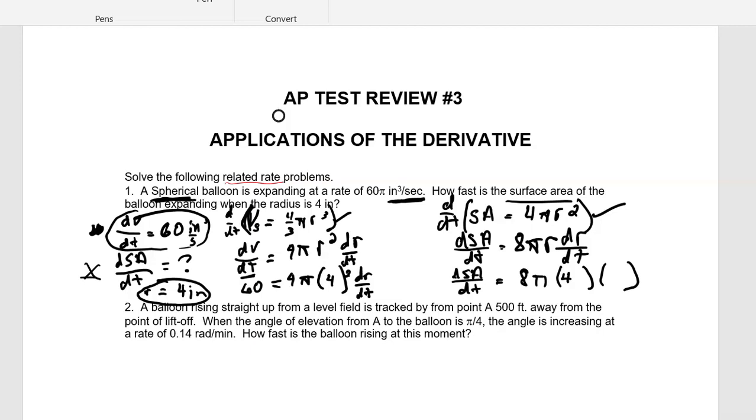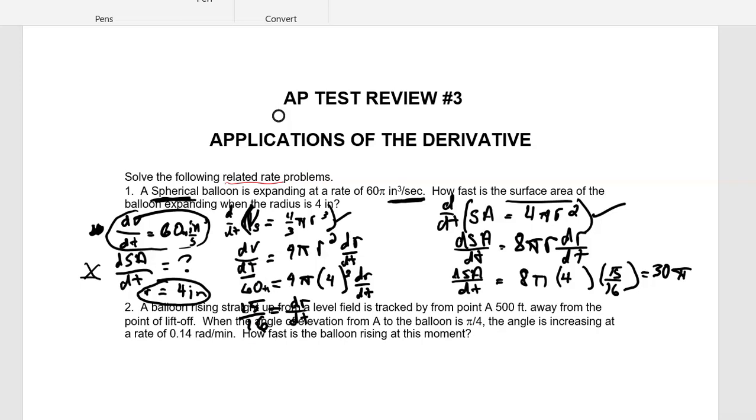If we solve for dR/dt, then we're going to plug that in over here. So this is what, 16 times 4π, 64π. And this should be 60π now that I'm looking at it. So when you take 60 divided by 64, this should end up being 15 over 16. Plug that in. Simplify. This would be 30π.